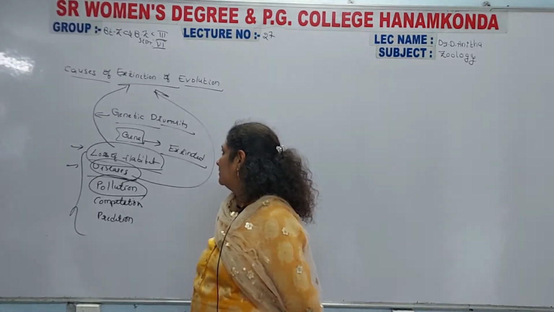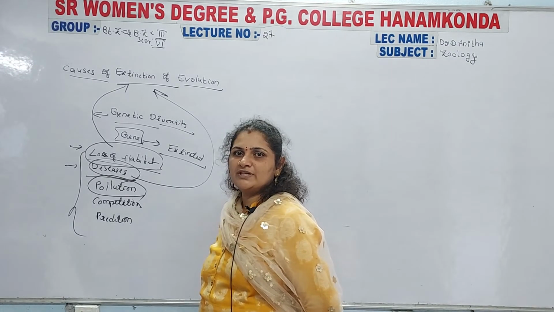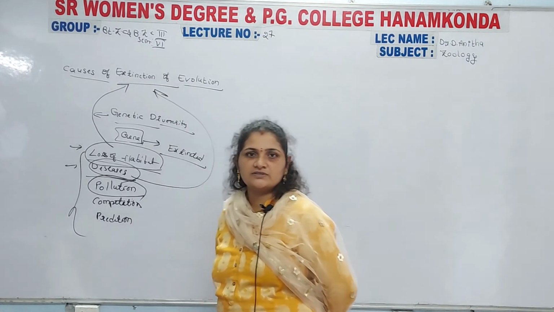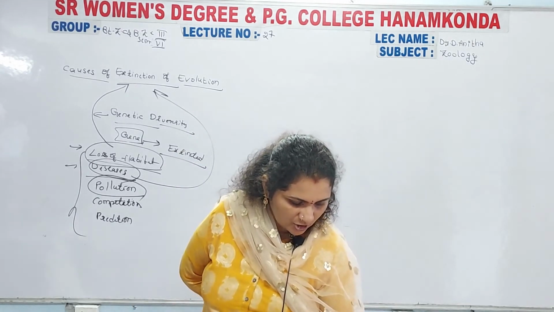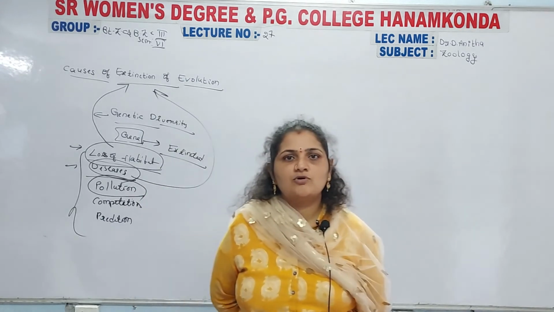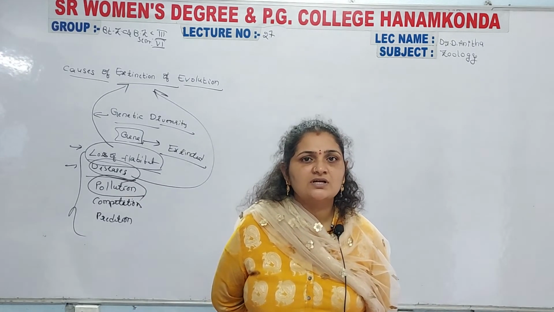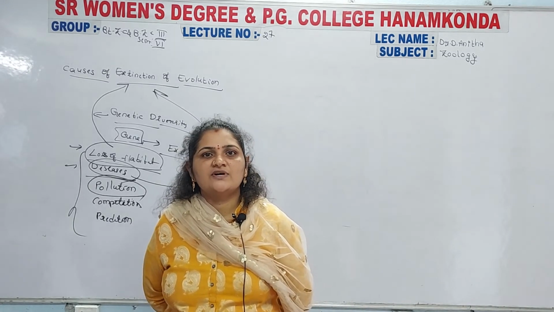So these are the reasons: loss of habitat, genetic diversity, diseases, pollution, competition and predation. First we start with the topic of competition. What is meant by competition? Competition is also one of the reasons, mainly due to the scarcity of food material and shelter.